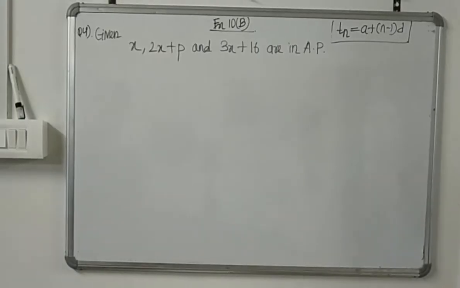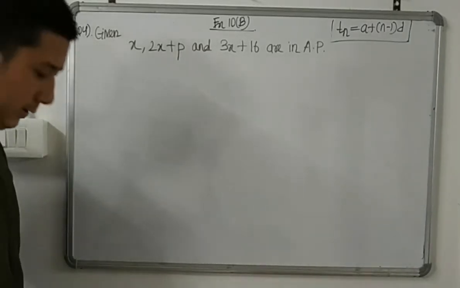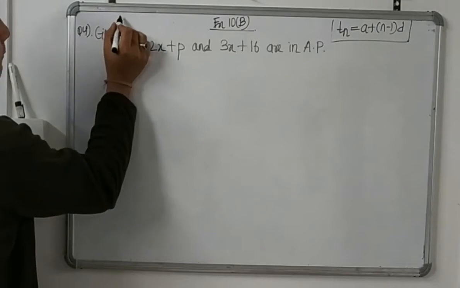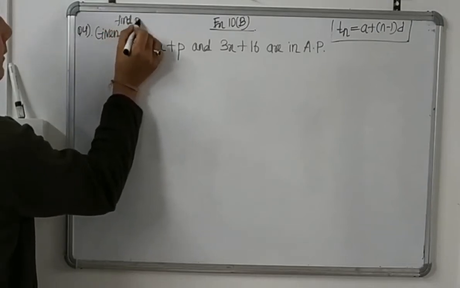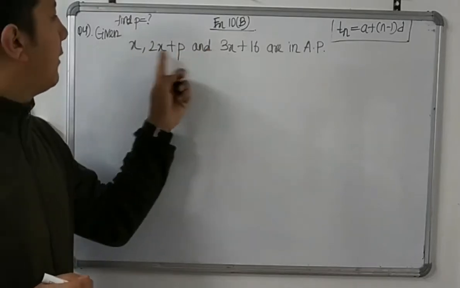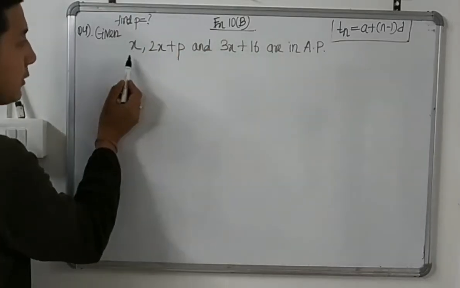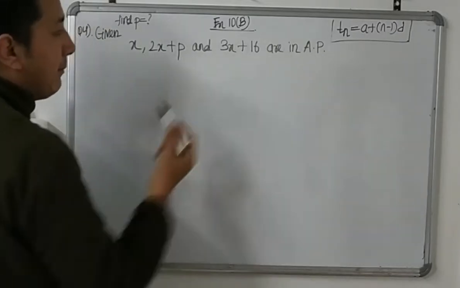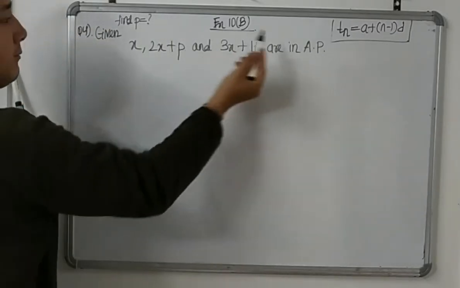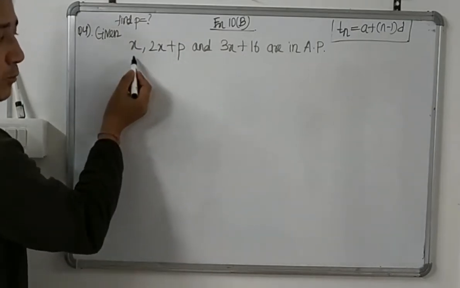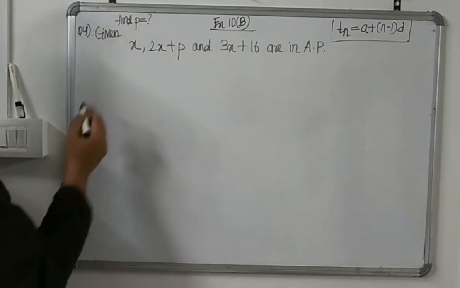Alright, let us continue with question number 4. Find the value for P. Find P if these three are in AP: first term, second term, third term. They are in AP means what? Three terms are in AP if the common difference is the same. So this minus this should be equal to this minus this. Let us do it here.